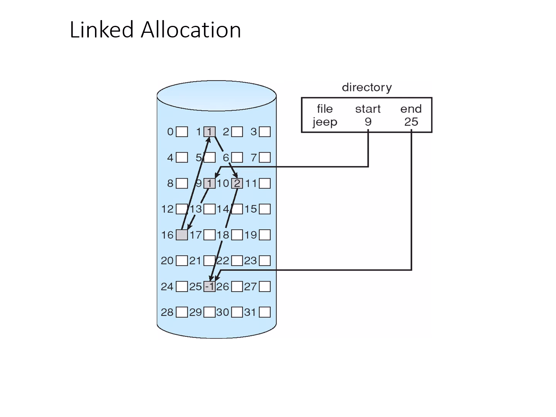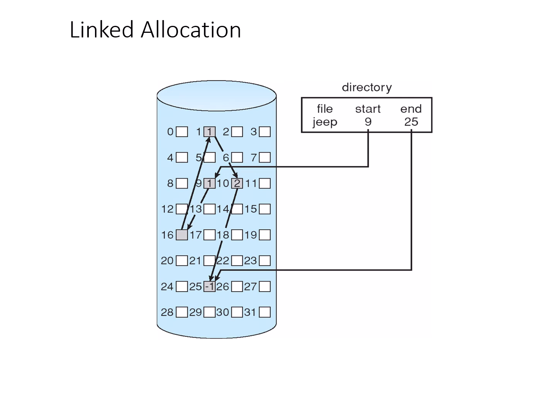It's how an operating system stores files on a disk. Imagine the disk as a long line of blocks numbered from 0 to 31. In our picture, some blocks, like 9, 16 and 25, are used by a file named Jeep. Here is the interesting part. The Jeep file starts at block 9.